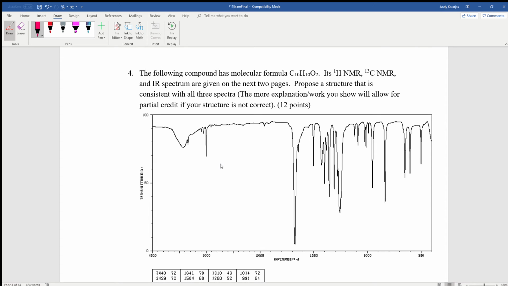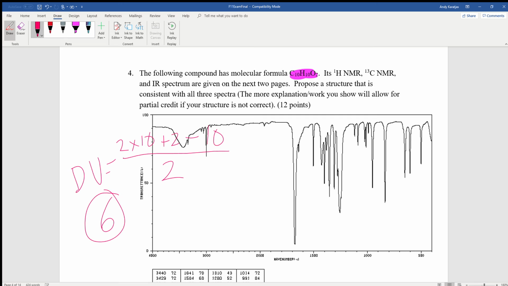For this question, we have a series of spectra in order to determine the correct structure of a compound whose molecular formula is given. As we've done many times before in these problems, our first step is almost always going to be calculating degrees of unsaturation: 2 times the number of carbons plus 2 minus the number of hydrogens, and we won't worry about the rest of the formula because we don't have any nitrogens or halogens. And divide that all by 2. And so we get 6 degrees of unsaturation for this compound.